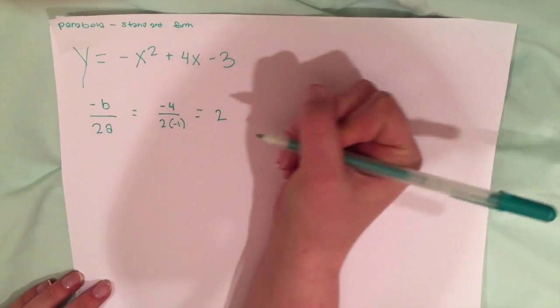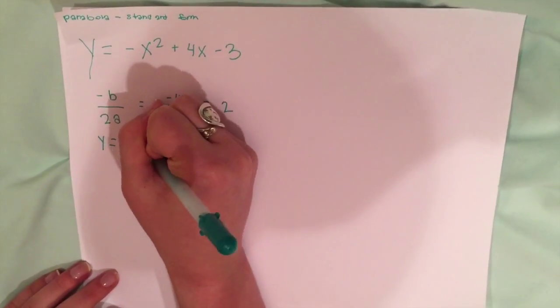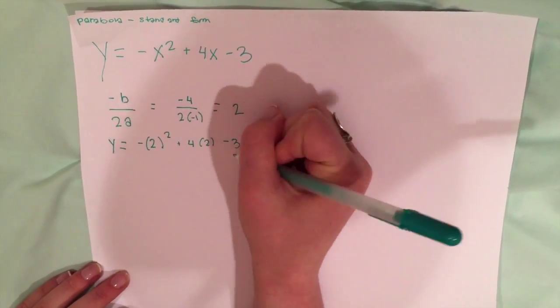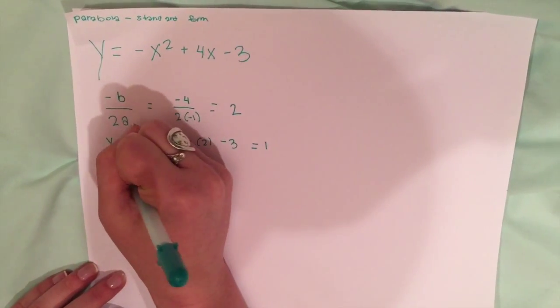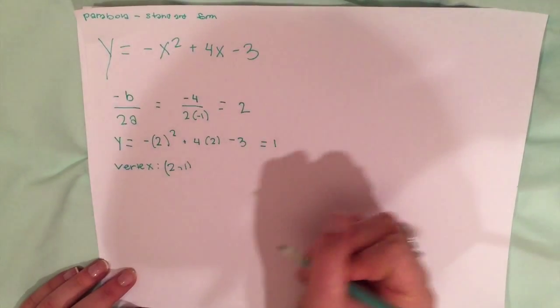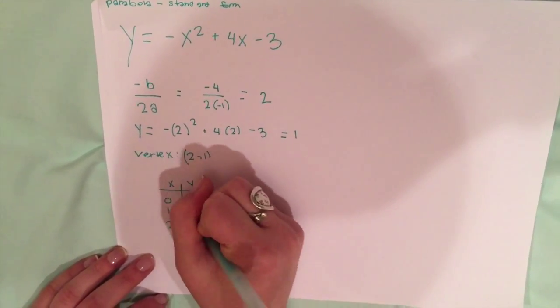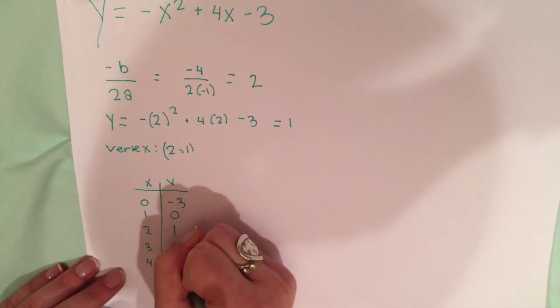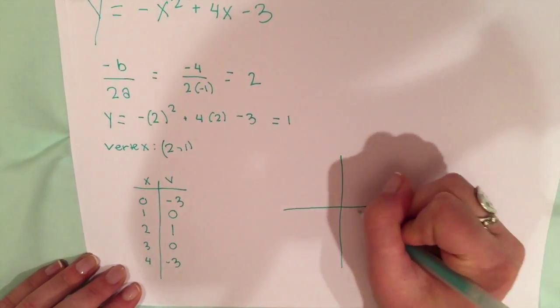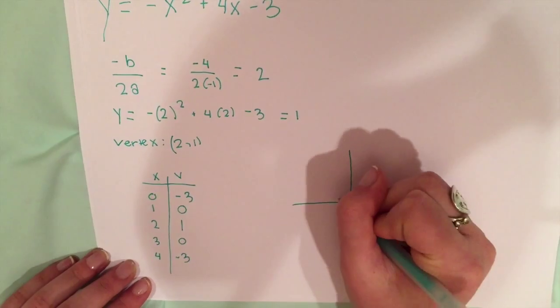This equation is written in standard form. In order to find the vertex, we must use the equation for the axis of symmetry, which states −b over 2a. When you plug in −4 for −b and −1 for a, you get that x is 2. Then you plug in 2 wherever there's an x in the equation, and y is 1. So your vertex is (2, 1).